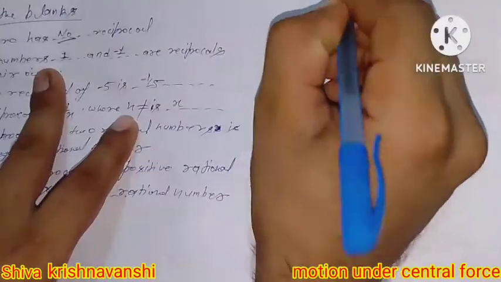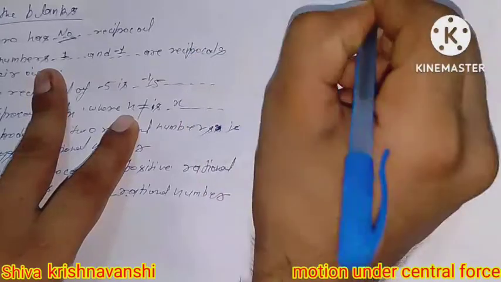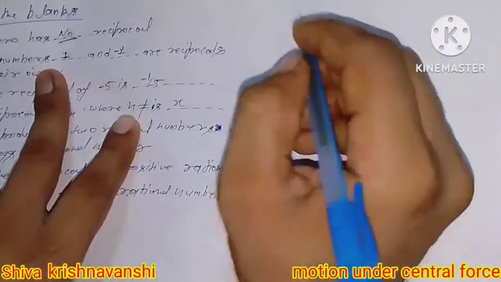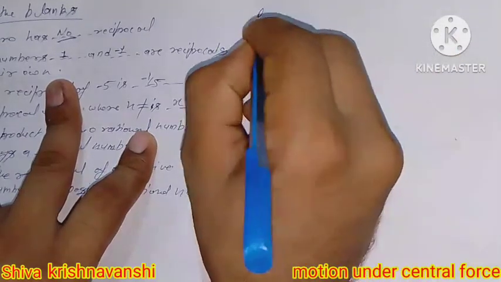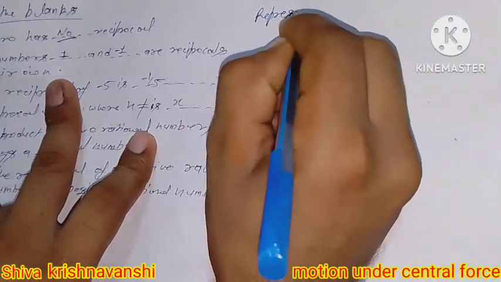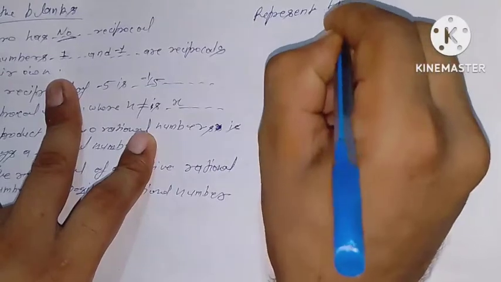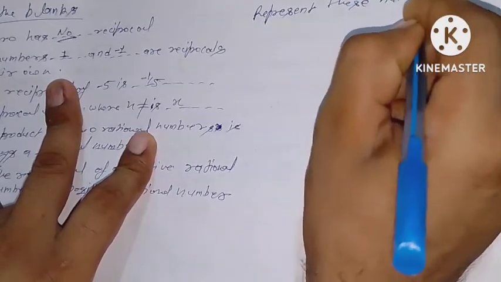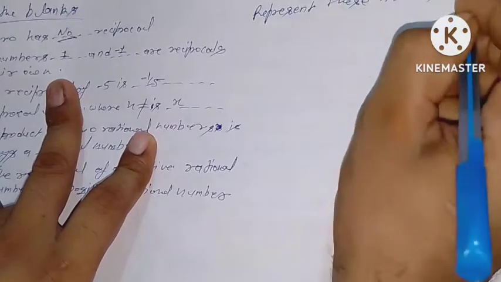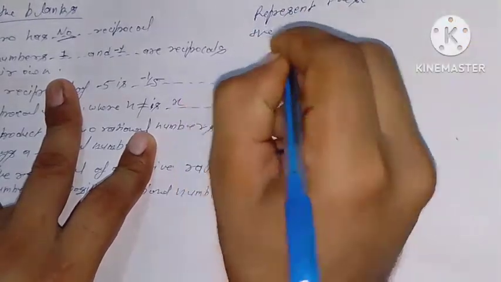Exercise 1.2. First question: represent these numbers on the number line.